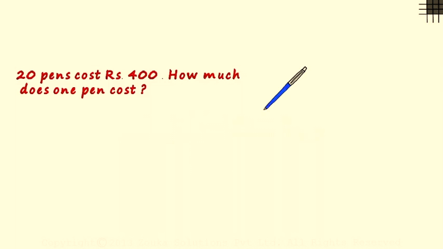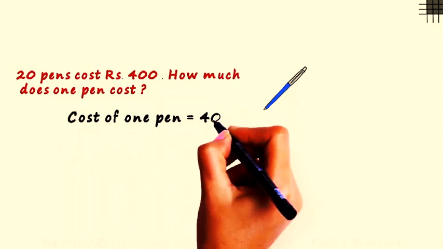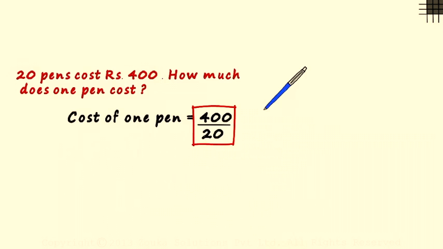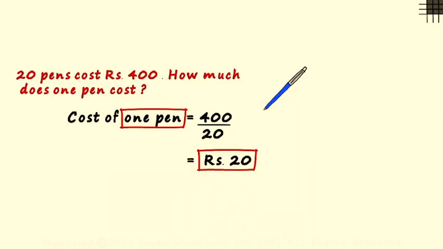Here's our first problem. 20 such pens cost 400 rupees. So how much does one pen cost? Don't worry, it is not difficult. To find the cost of one pen, we divide the total cost by 20. So the cost of one pen is equal to 400 by 20, which equals 20 rupees. So one pen costs 20 rupees.